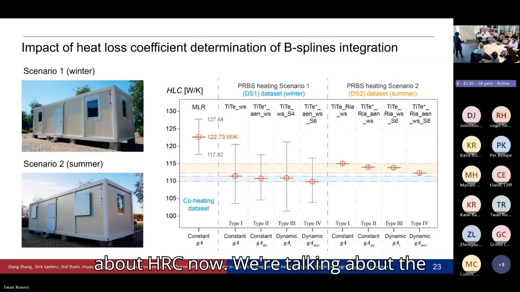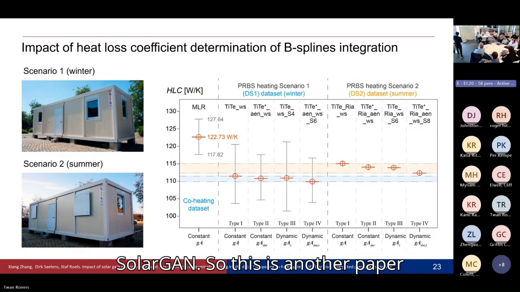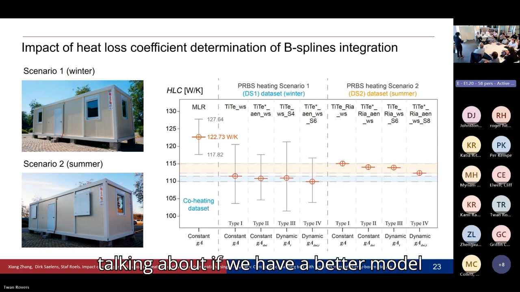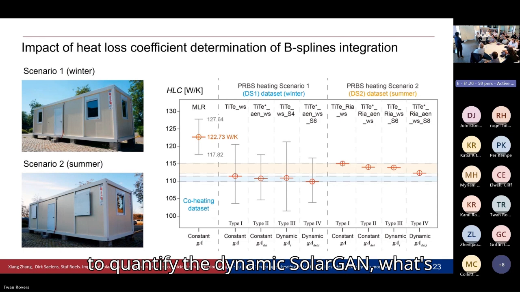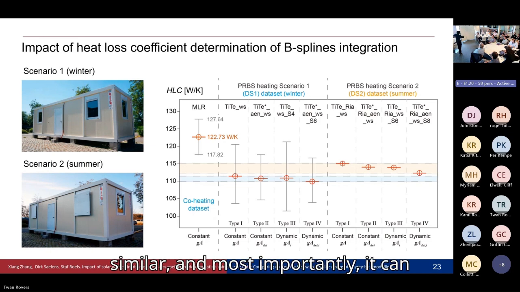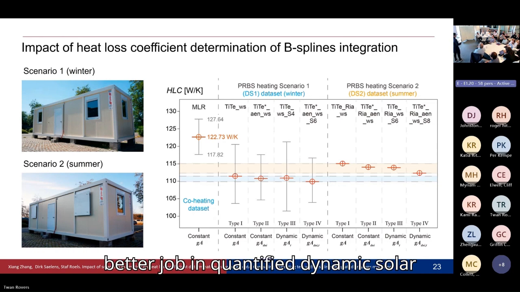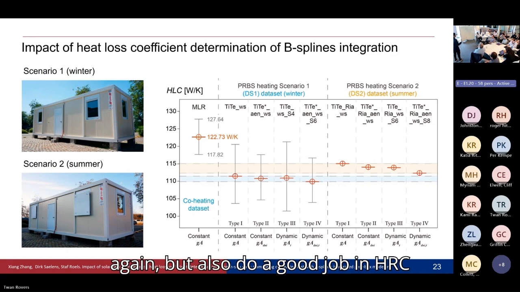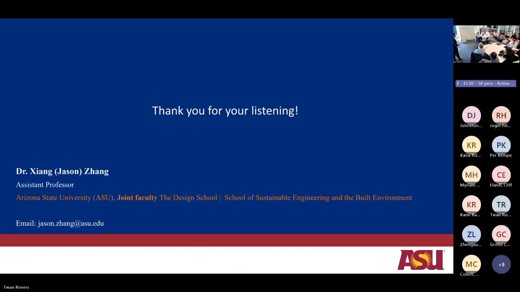Okay, so let's talk about HLC now. We're talking about the solar gain. This is another paper about whether, if we have a better model to quantify the dynamic solar gain, what the performance of this model is in HLC determination. You can see they're almost the same, very similar. Most importantly, it can reflect the summer and winter. You can see the summer is always a little bit higher than the winter. This means the model can not only do a better job in quantifying dynamic solar gain, but also a good job in HLC determination. So thank you for your listening.